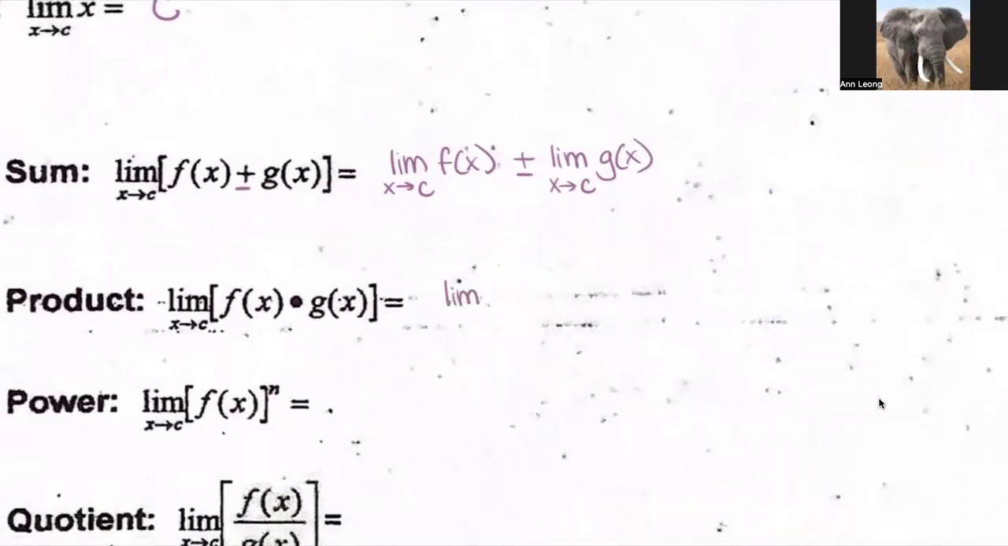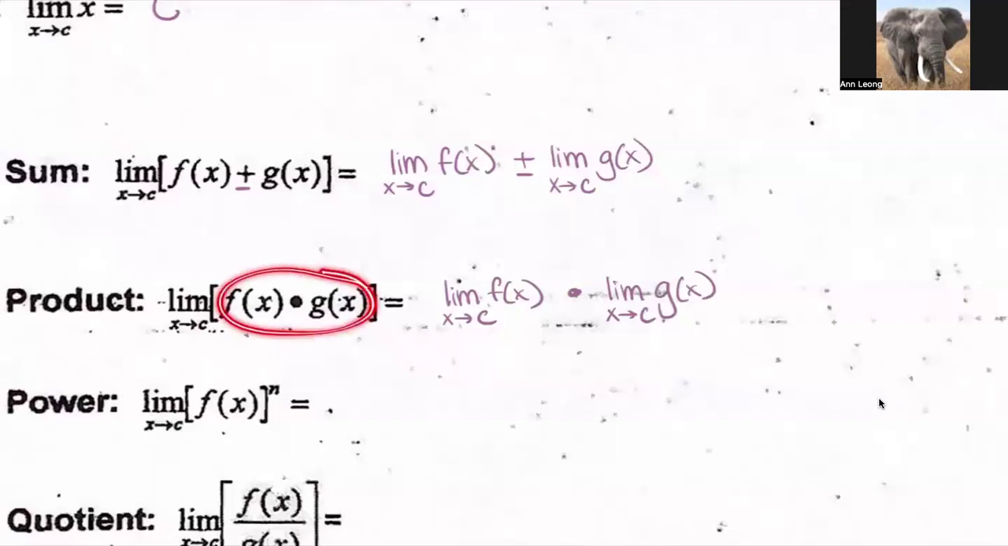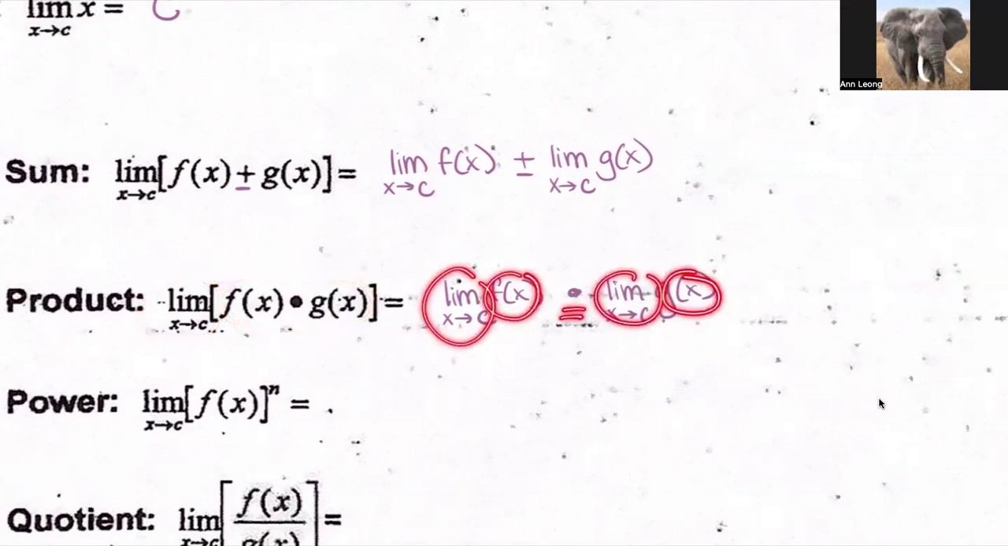This would be the limit of f of x as x approaches c times the limit of g of x as x approaches c. So you can find the product of the functions and then take the limit, or you can take the limit of the functions separately and then multiply those together, and you get the same thing.